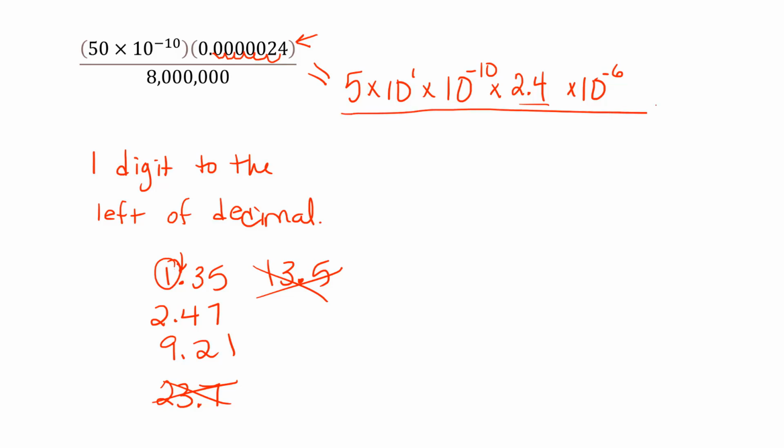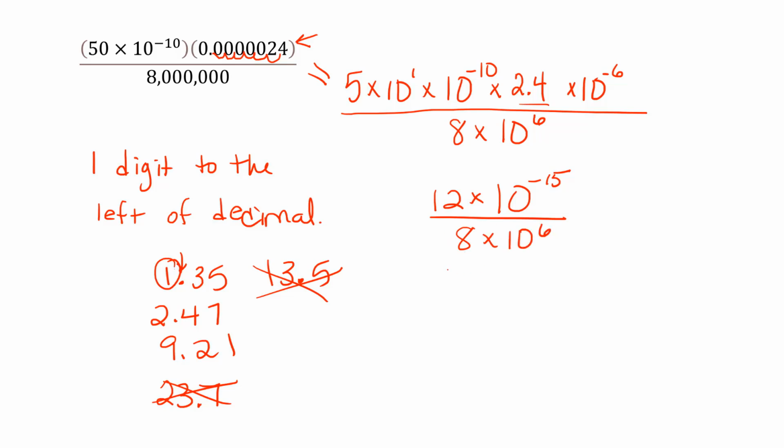Okay, on the bottom, I've got a big number, so I know that my exponent on 10 is going to be positive, and I have 6 zeros, and so that is 8 times 10 to the 6th power. Now I'm going to multiply my numbers. On top, I've got 5 times 2.4, which is 12. Now I'm going to add the exponents on the tens because they are like bases. 1 minus 10 is negative 9, minus 6 is negative 15. And on the bottom, I still have 8 times 10 to the 6th power.